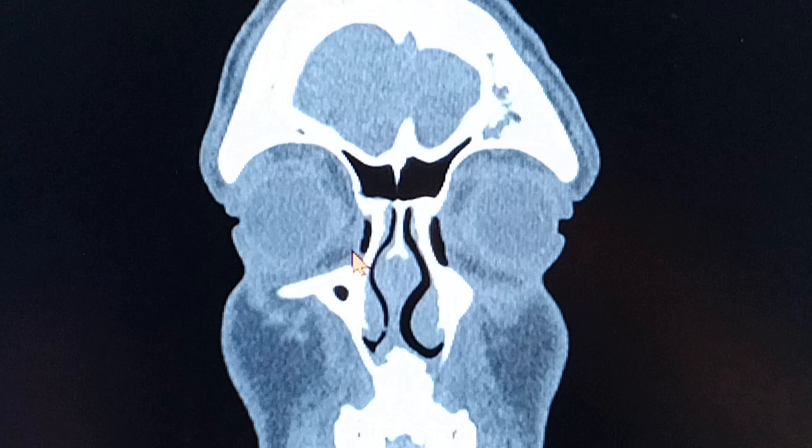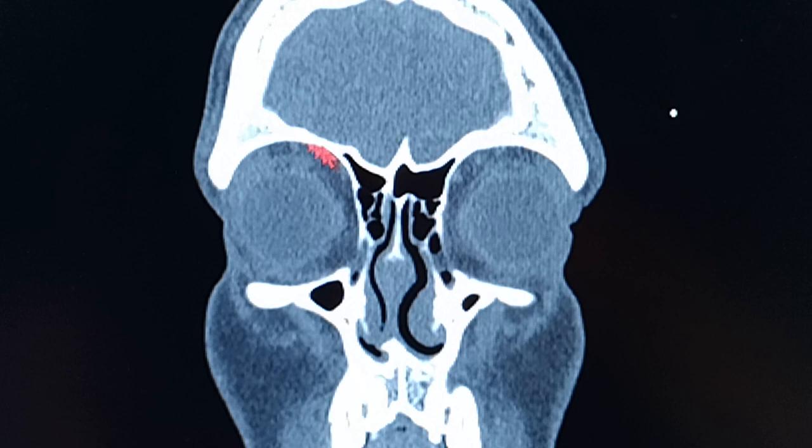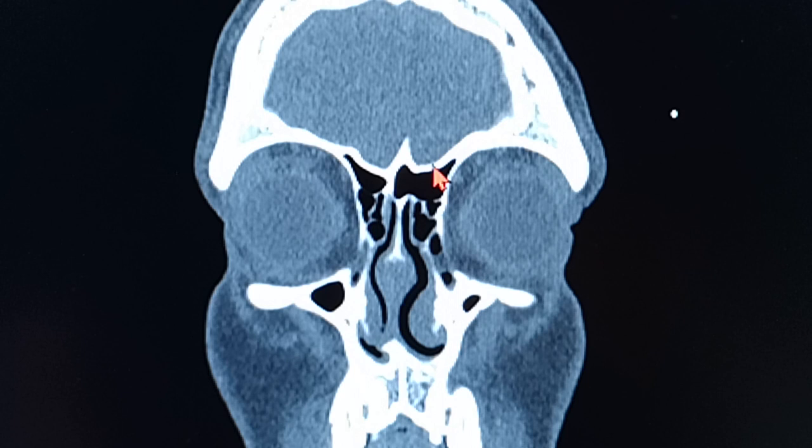That's the frontal sinus on both sides. If I'm going behind, you can see a slant. That's the oblique slant. So remember this. If you want, you can by heart this: the anterior ethmoidal skull base is always oblique.